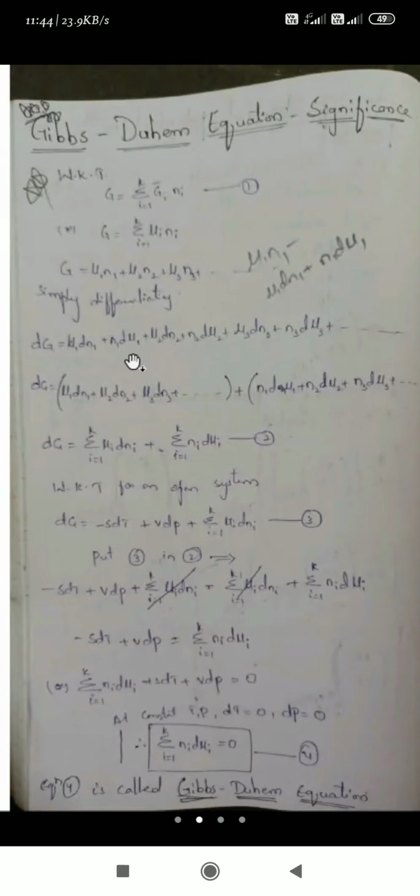Now collect all dn terms to one side, and d mu terms to the other side. So dG is written as it is. I collected all dn terms: mu1 dn1, mu2 dn2, mu3 dn3. Close the bracket. Put a plus again.